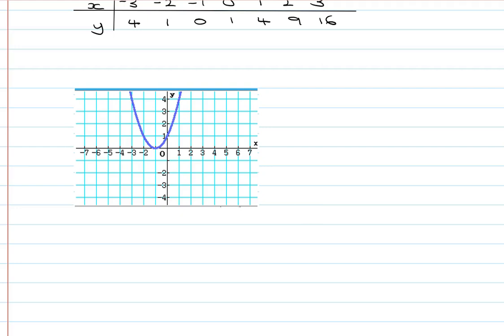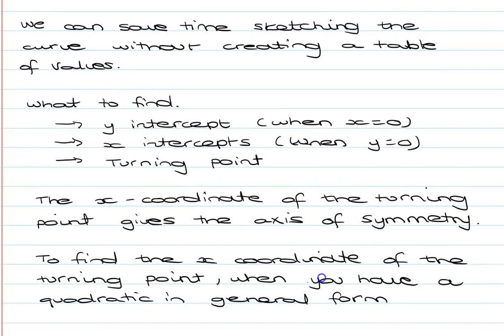But what we can do is use our knowledge of general form and find the y-intercept, and we do that by substituting in x equals 0. We can find any x-intercepts if they're relevant, and in this case there are no x-intercepts, and that's found when y is equal to 0. And the other thing is the turning point, and I'm going to talk you through how we find the turning point when we're in general form. Okay, so I've written those things down.